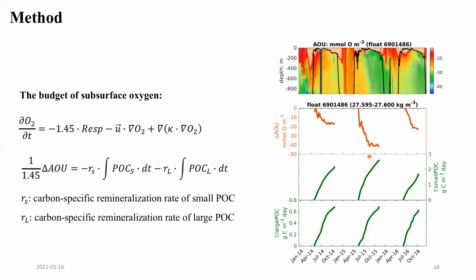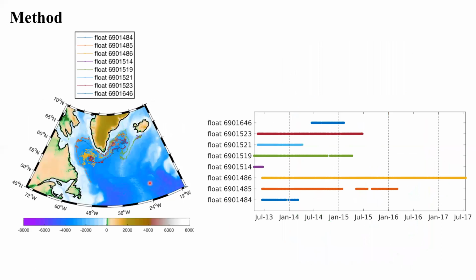And to determine the remineralization rate, we tested a range for these two parameters by reporting the root mean square errors between the fitted and observed AOU. Then we checked the BGC Argo floats in the subpolar North Atlantic. So this figure shows the BGC Argo floats, which measured both oxygen and POC. And this figure shows the available profiles.